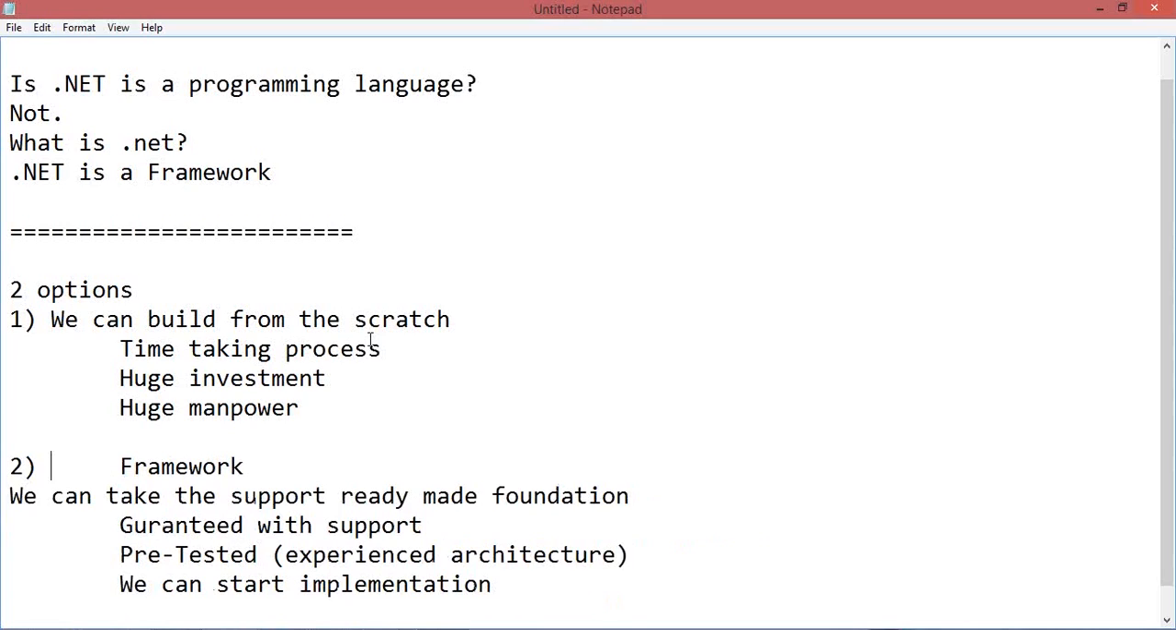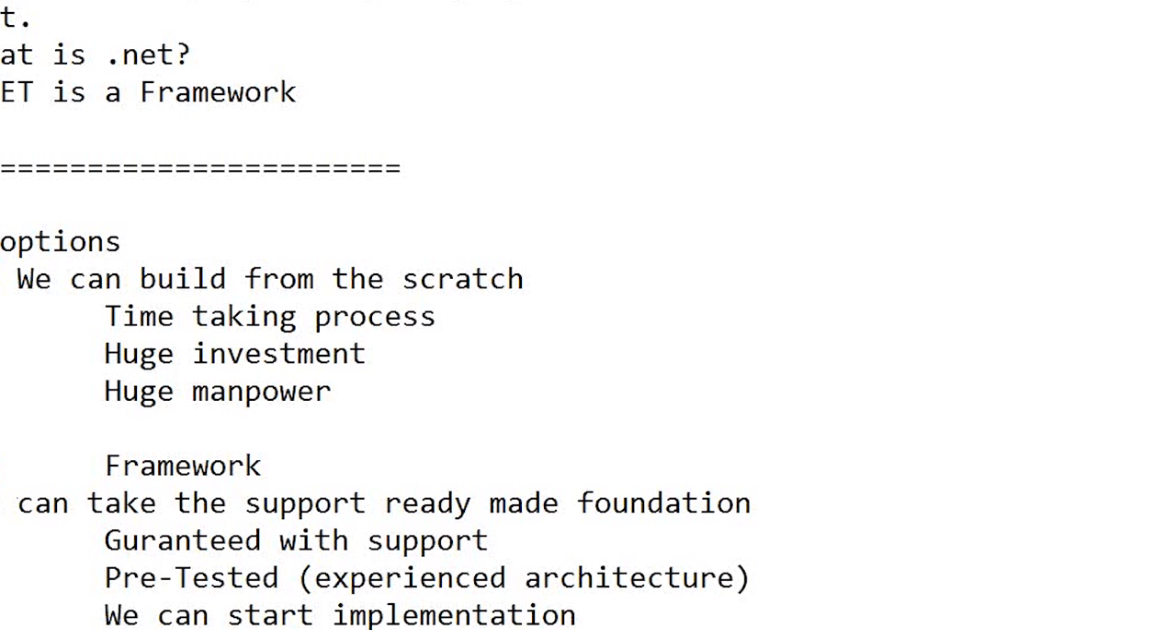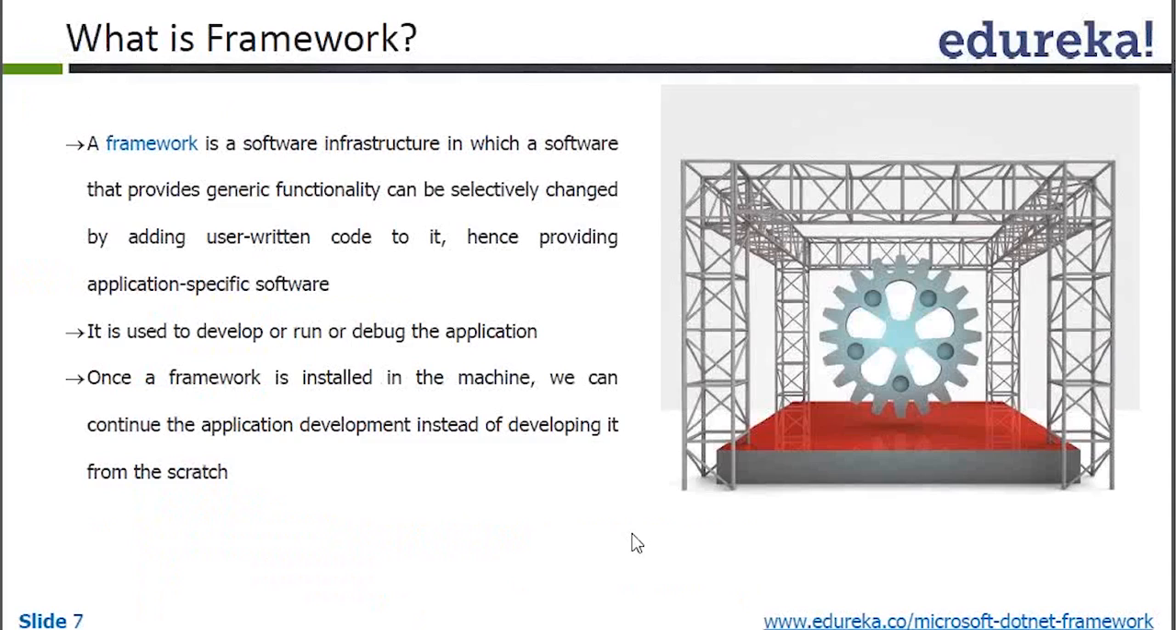Framework is a ready-made infrastructure for any application. Guys, understand what is a framework? Framework is a software infrastructure, which is already built, which is already having experience, which is already having the maintenance support. Everything is available. That is generally called a framework.